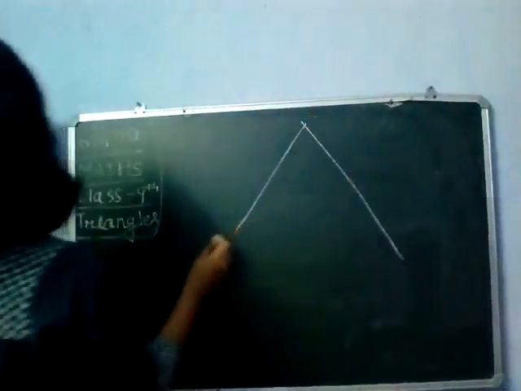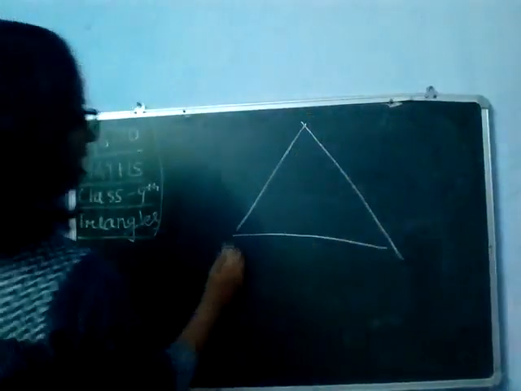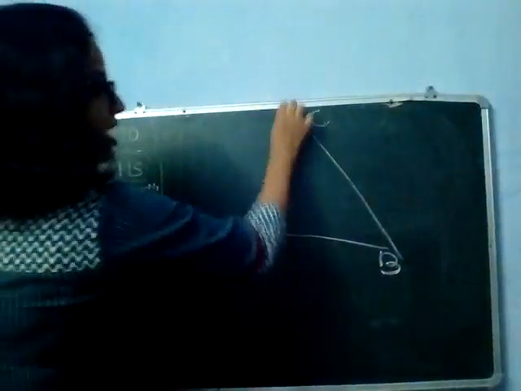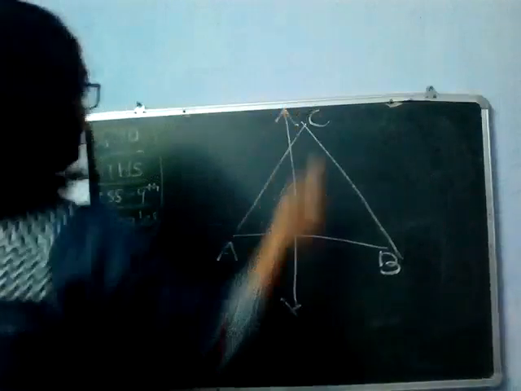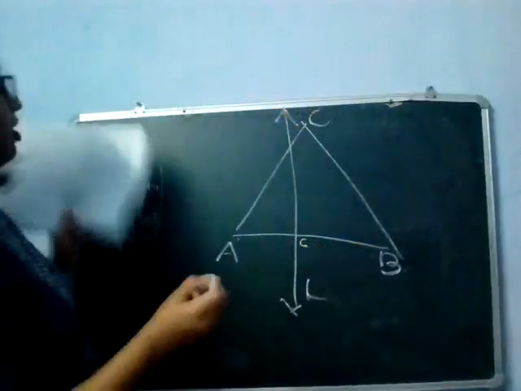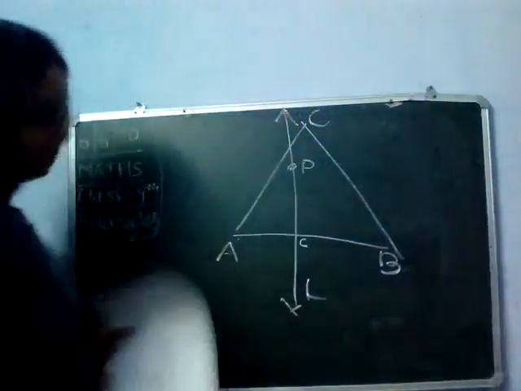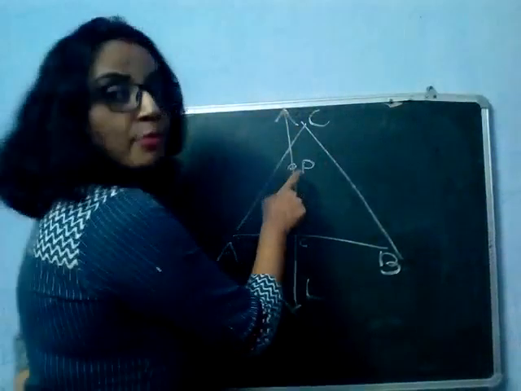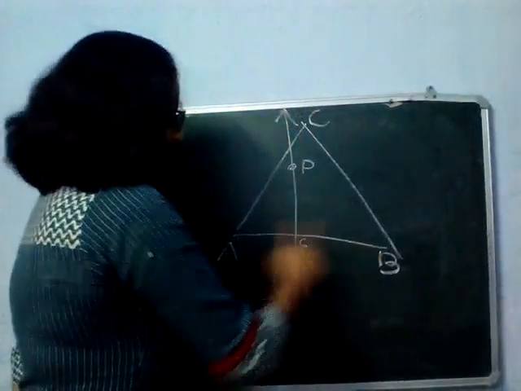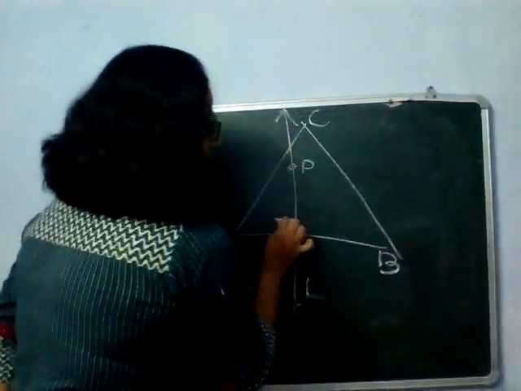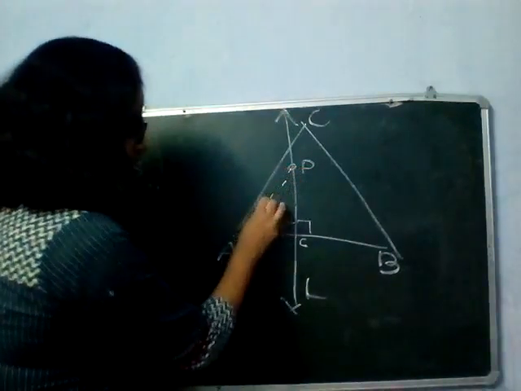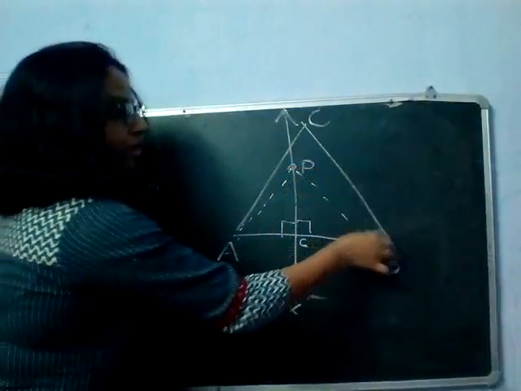In a triangle ABC, it is given that a line L bisects the line AB at point C, and there is also a point P. It is asked, if there is a point P on the line L, which bisects these two lines perpendicularly, to prove that P is equidistant from these two points.